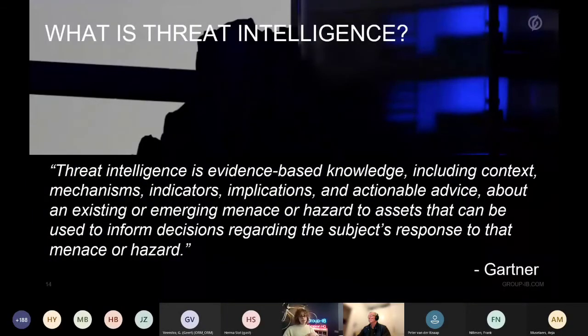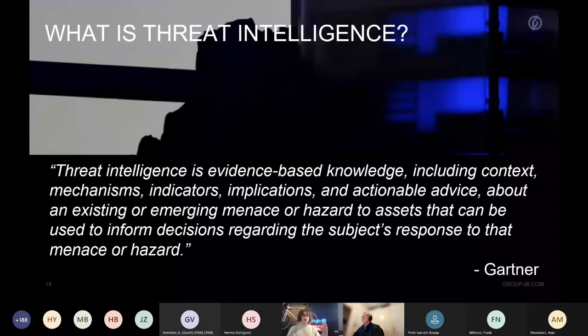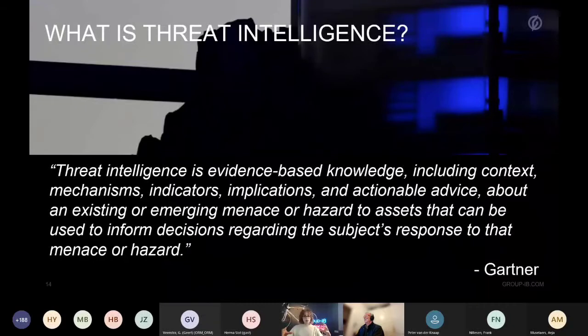So Gartner describes it basically as not trends, not predictions, not analysts' guesswork, but evidence-based knowledge across several domains: context, mechanisms, indicators, and it's used to inform decision making. Now, the reason that threat intelligence is valuable is because the way we've traditionally thought about cybersecurity is we've built a perimeter, and as security professionals, we monitor and make sure that everything inside that perimeter is safe, or we try to.